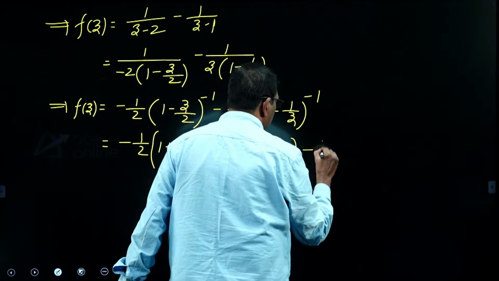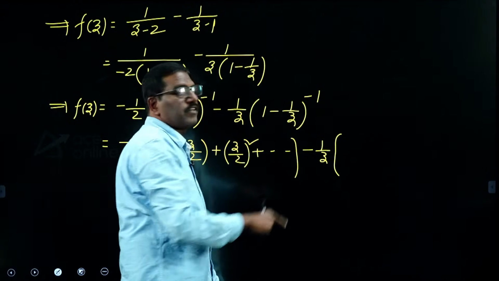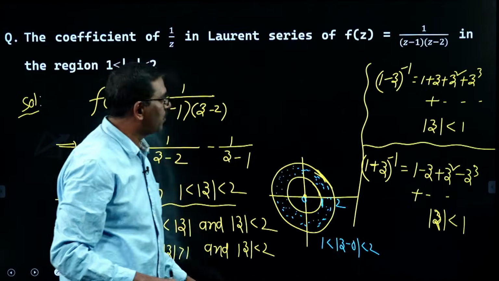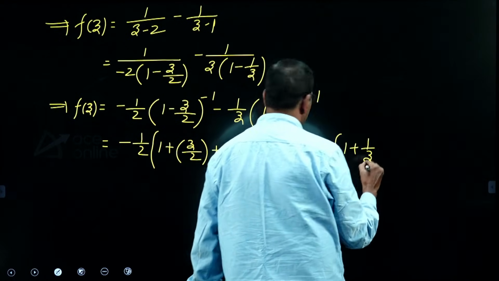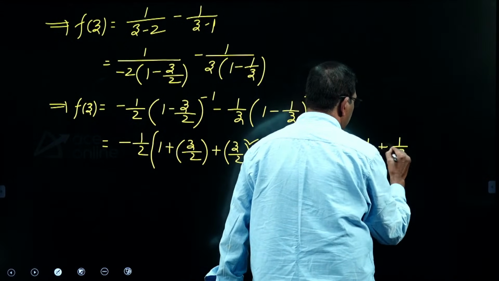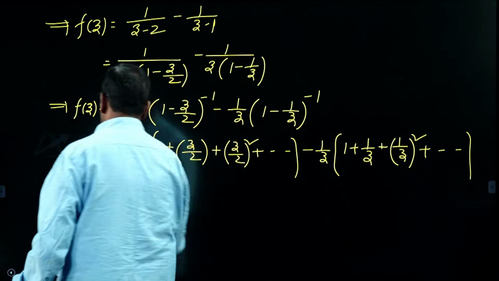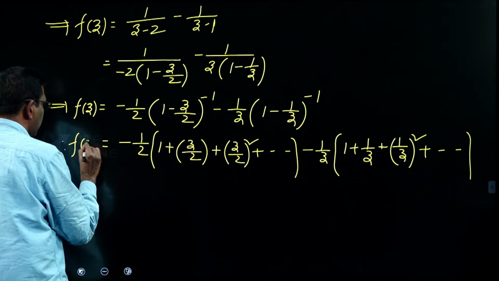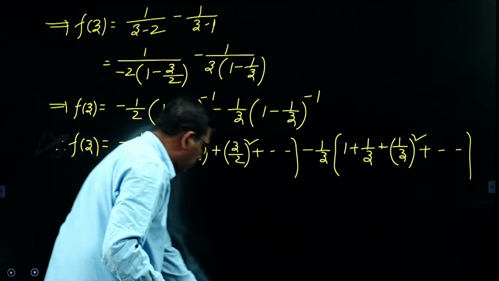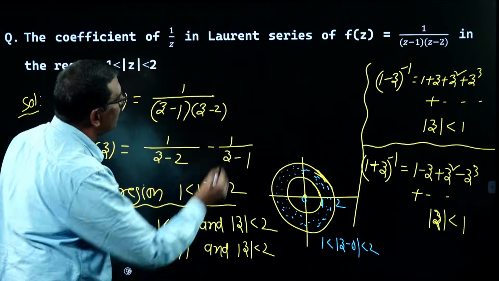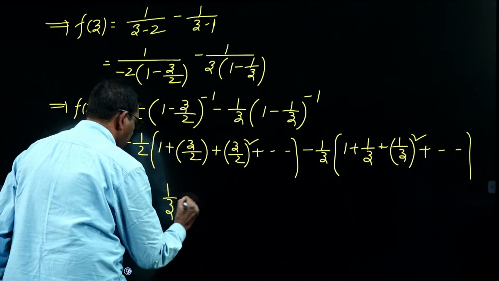infinite series. Minus 1 by z into, again this is also in the form 1 minus z whole power minus 1. What is the 1 minus z whole power minus 1 expansion? Same: 1 plus 1 by z plus 1 by z whole square and so on. Now, this is an expansion. But what is our question here? Coefficient of 1 by z required. 1 by z or 1 by z square? My question is coefficient of 1 by z. What is the coefficient of 1 by z?